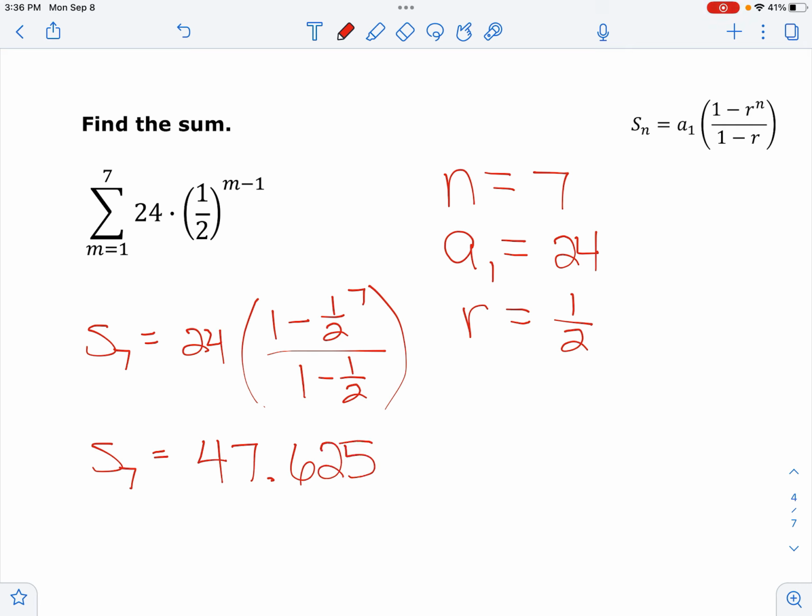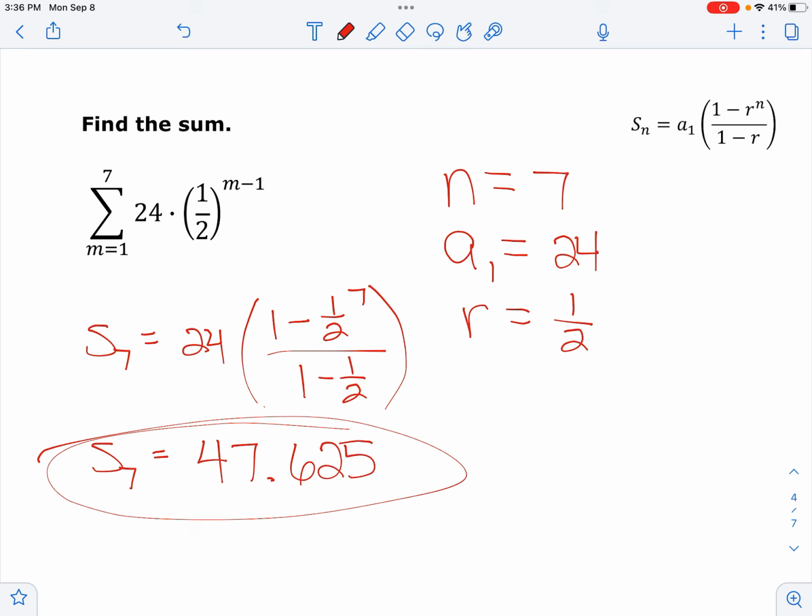But again, remember, start inside the parentheses, start at the top, figure out what that is, then divide it by the bottom, figure out what that is and divide them. And then you can multiply by 24 on the outside. Okay, so the sum of the first 7 terms in this series is 47.625.